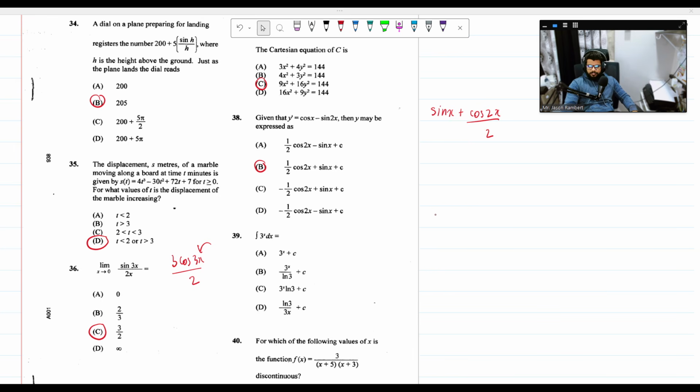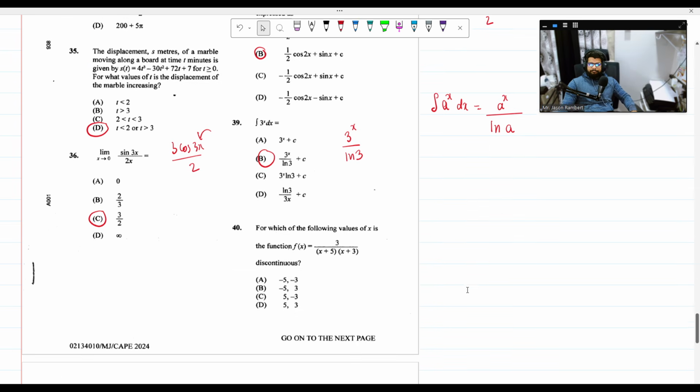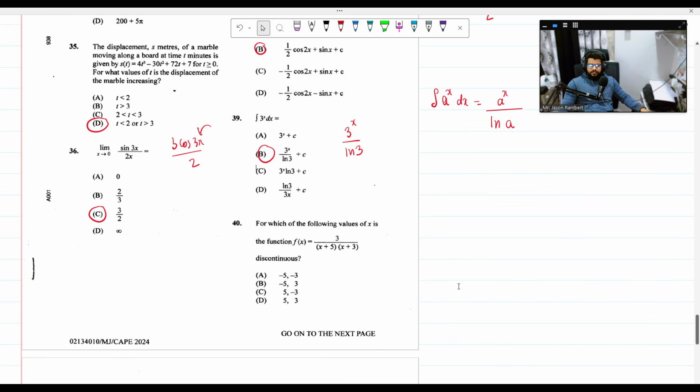So when I am integrating any constant a raised to the power of x, I'm going to get a to the power of x divided by ln of a. So when I integrate 3 to the power of x, I'm going to get 3 to the power of x over ln of 3. So the answer for this is going to be B. Just remember this formula, right? For which of the following values of x is the function discontinuous? Minus 5 and minus 3.